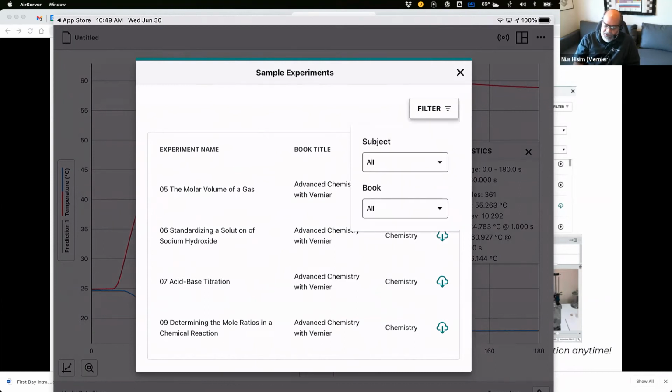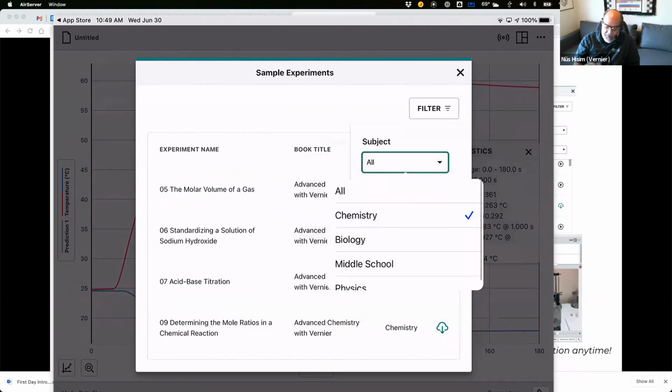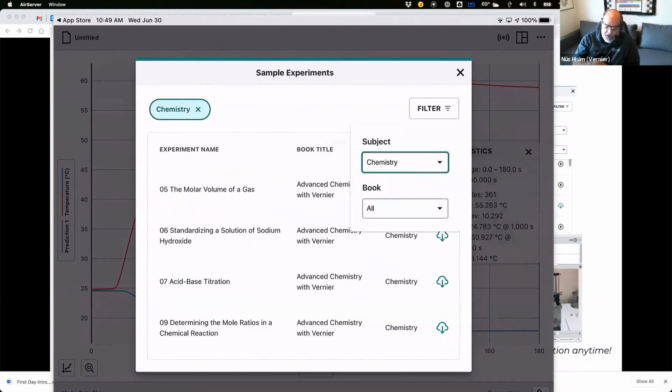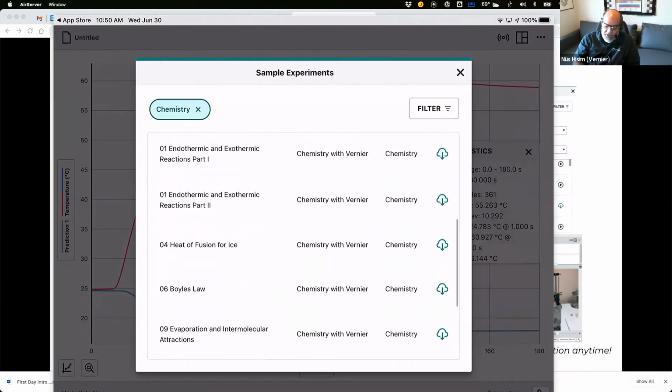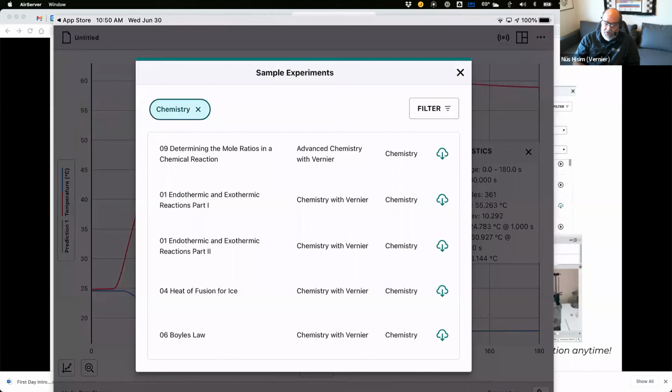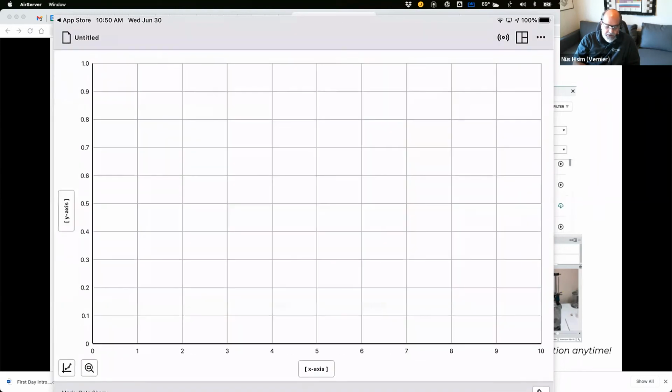I can filter by subject. I can look at all of them, or I can just filter by subject. So if I do chemistry here, and I can just look at the chemistry experiments, you can see there's all kinds of built-in ones. The one that's very, very similar to what you and I just did is this endothermic, exothermic one. So I'm going to grab that one.